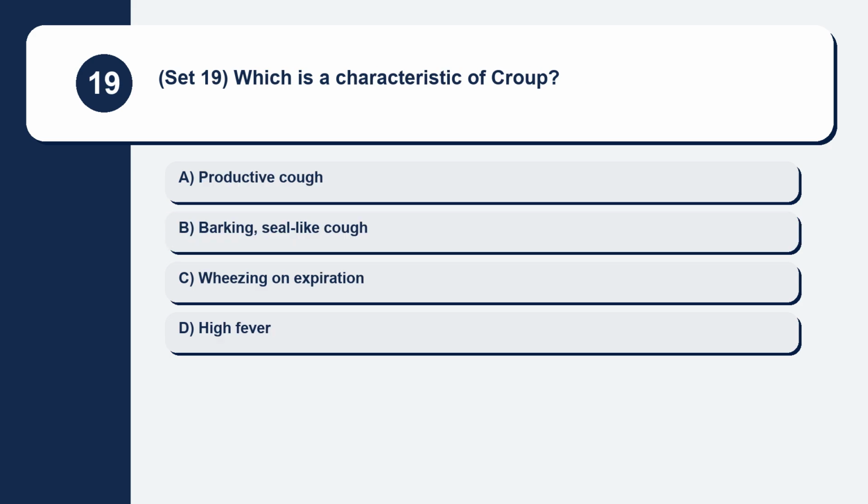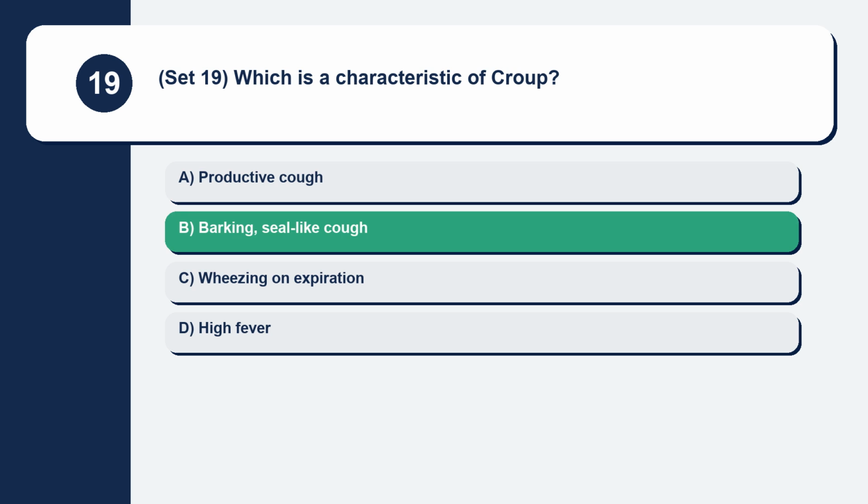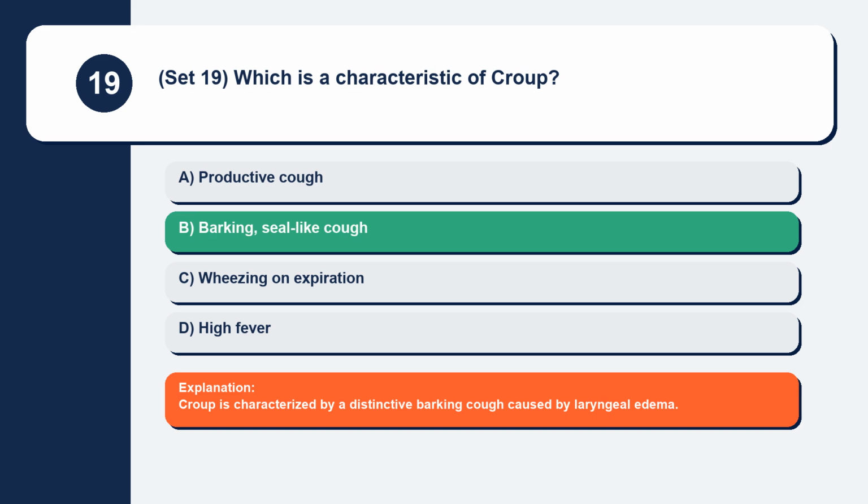Question 19. Set 19. Which is a characteristic of croup? Productive cough, barking, seal-like cough, wheezing on expiration, high fever. Croup is characterized by a distinctive barking cough caused by laryngeal edema.